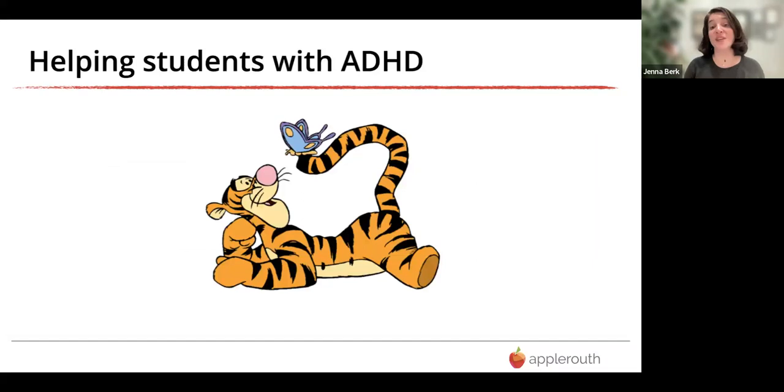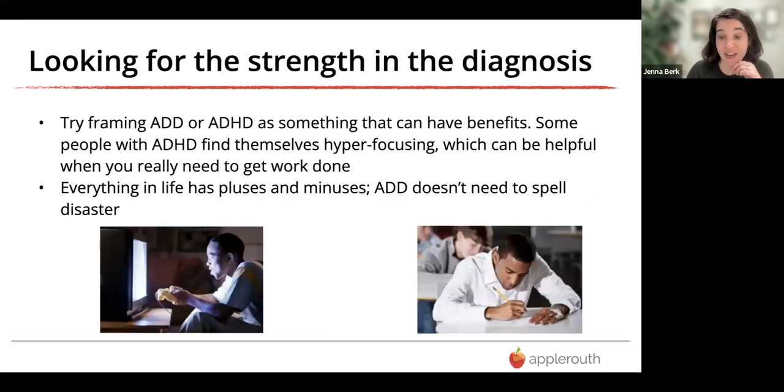So, some specific advice about helping students with all of these different LDs that I've been talking about. So, specifically helping students with ADHD, looking for the strength in the diagnosis. ADD, ADHD has evolved, right? So there have to be some benefits.